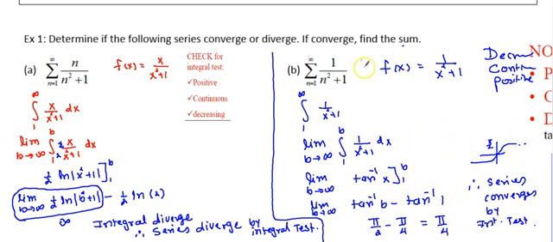So the question is, is this equal to pi over 4? No, this is not equal to pi over 4. The sum is not equal to pi over 4. We can only say that the integral converges. That's why this series converges.